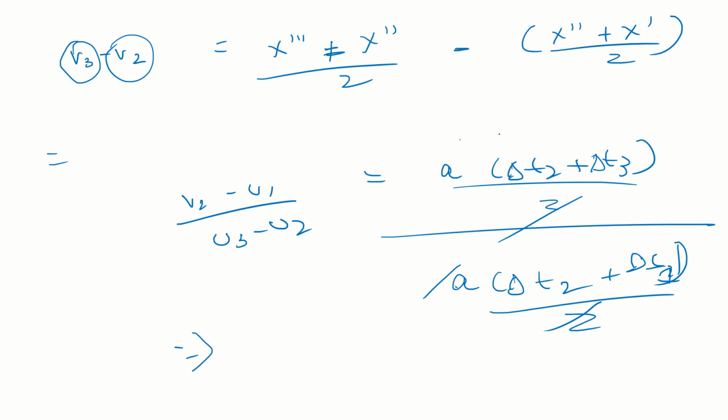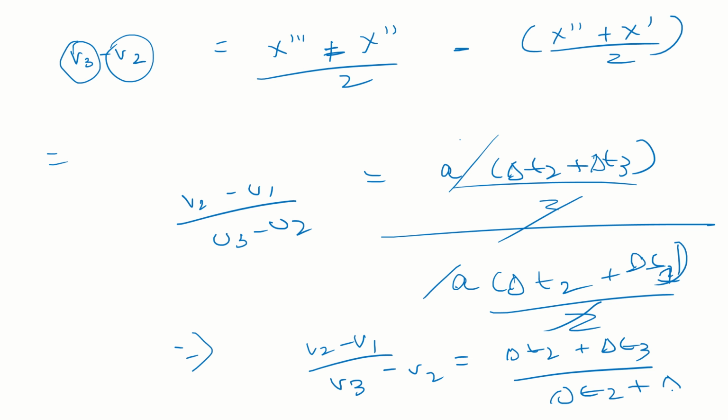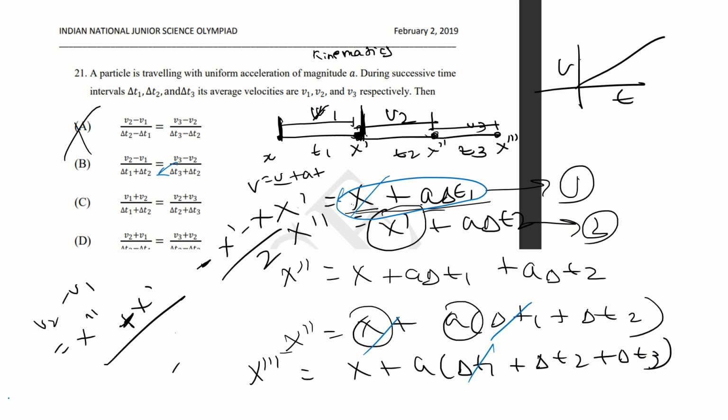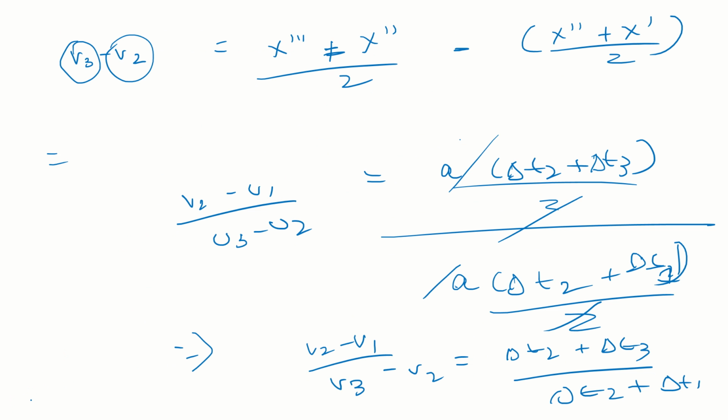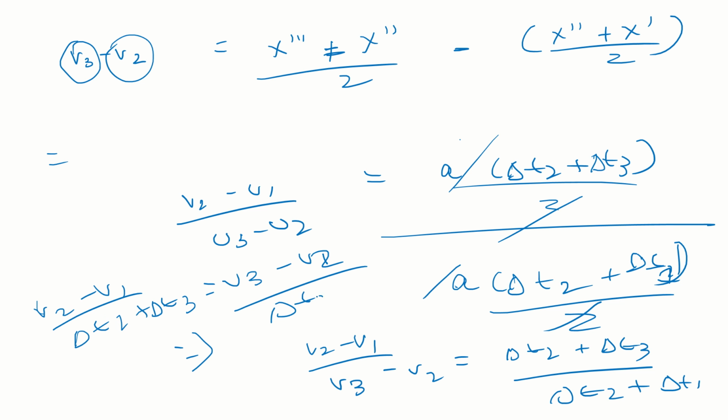So this cut, this cut, this cut, this cut. So (V2 - V1) upon (V3 - V2) is equal to (delta T1 + delta T3) upon (delta T2 + delta T1). Okay, so let's check our options. If we transpose it, obviously we just transpose it. So (V2 - V1) upon (delta T2 + delta T3) is equal to (V3 - V2) upon (delta T2 + delta T1). This is our answer.